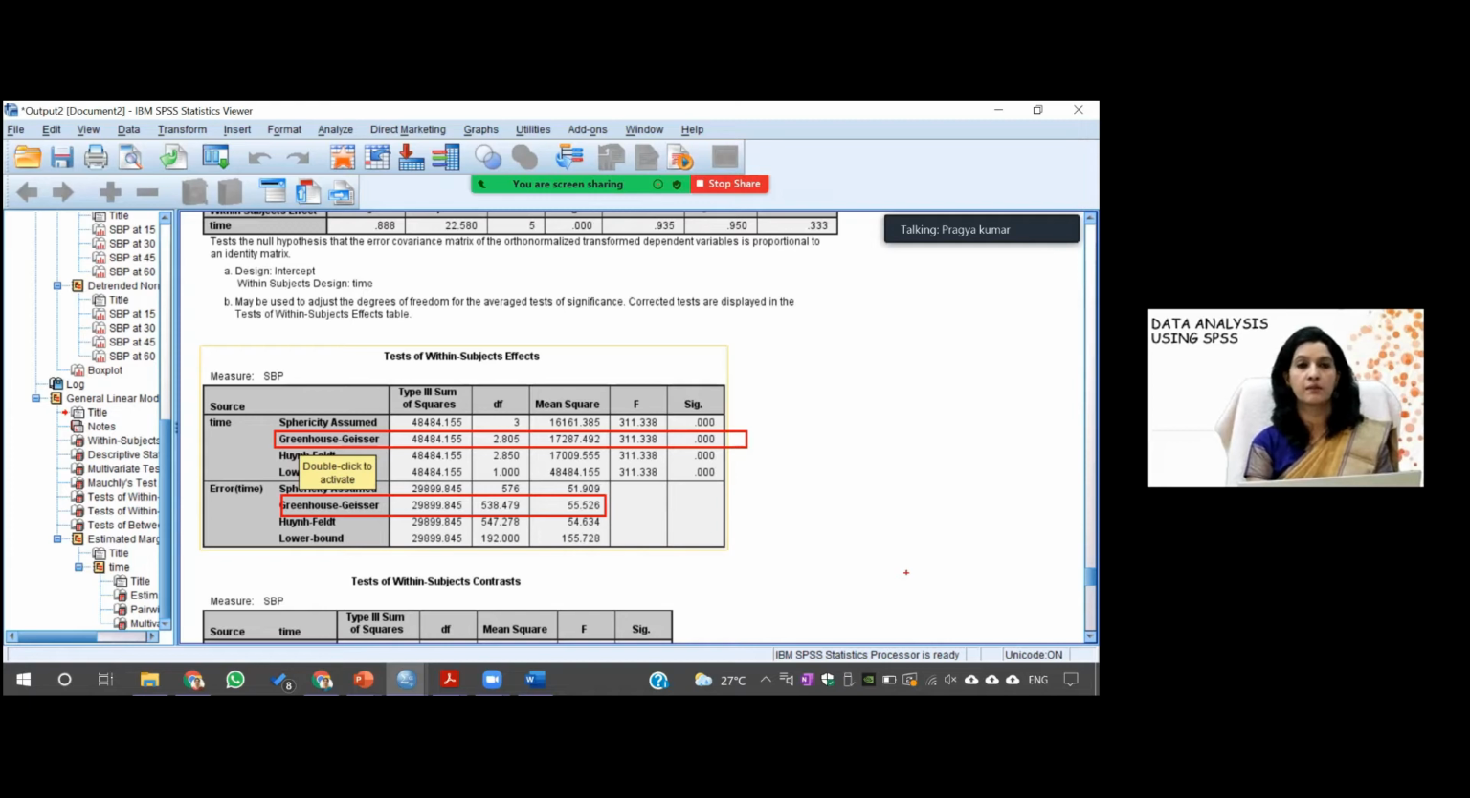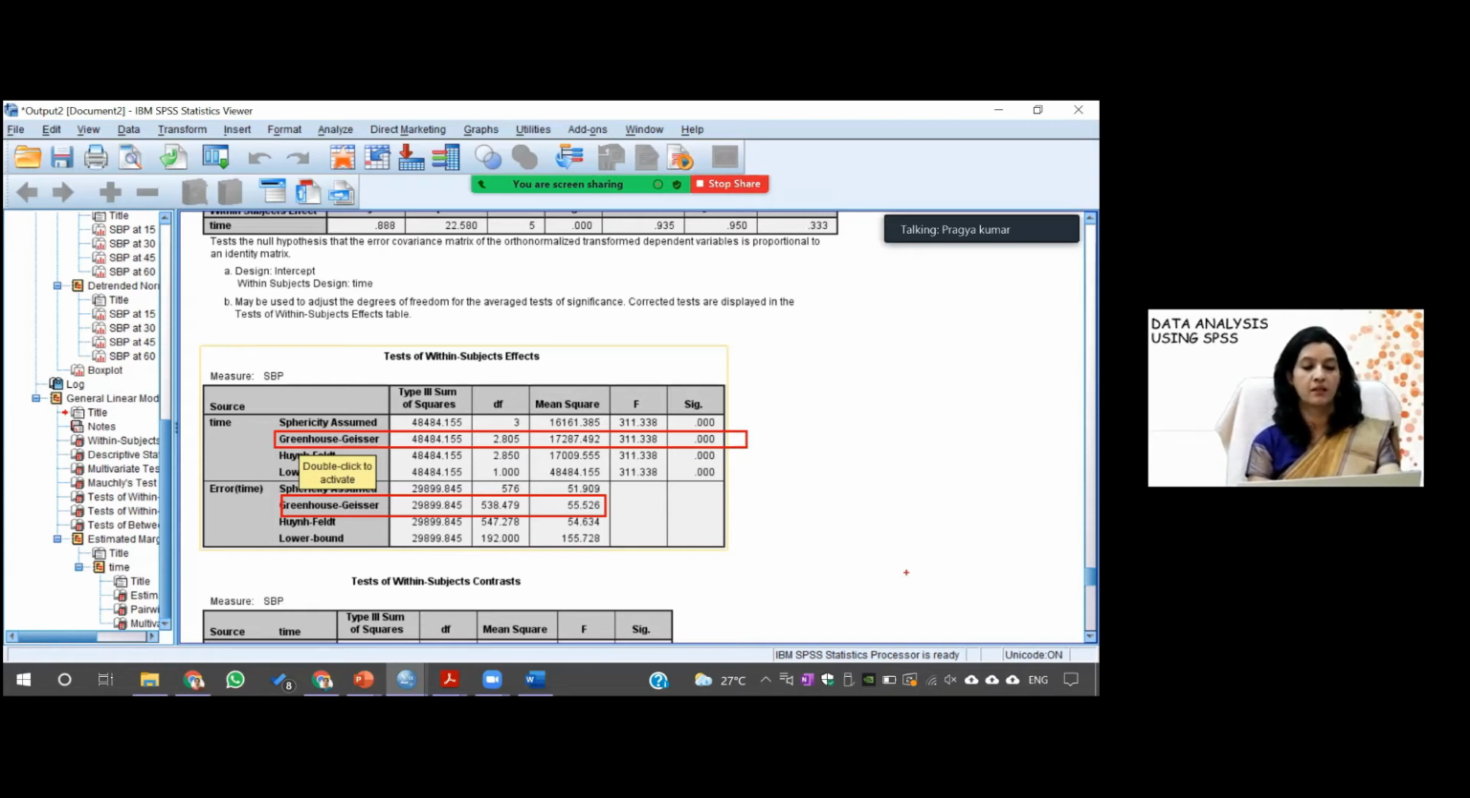When sphericity is assumed, we take the upper row. When sphericity is not assumed, you can take any one from the other 3 rows, like the Greenhouse-Geisser, Huynh-Feldt, or lower bound. But most commonly, the standard textbook says that you should take Greenhouse-Geisser. So that's why we take Greenhouse-Geisser.